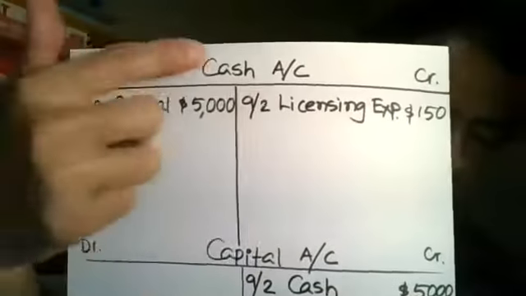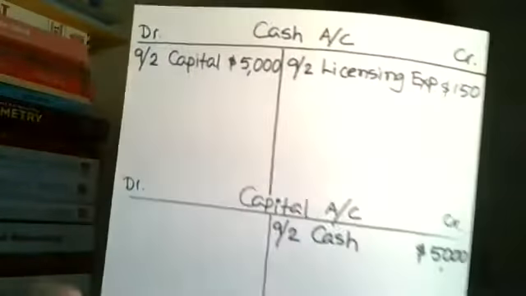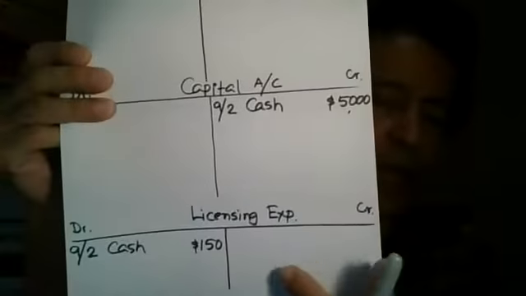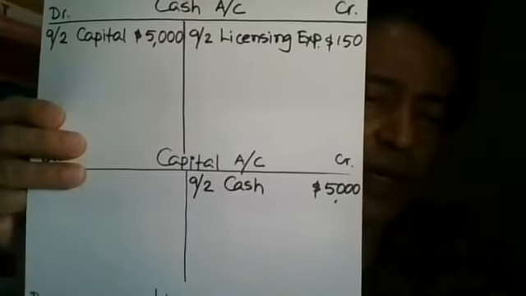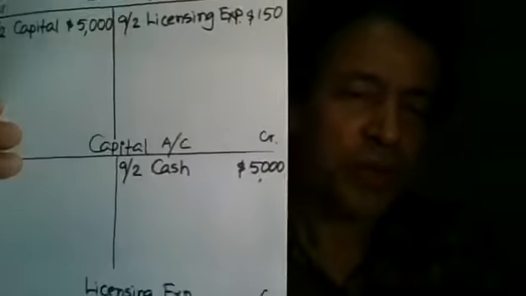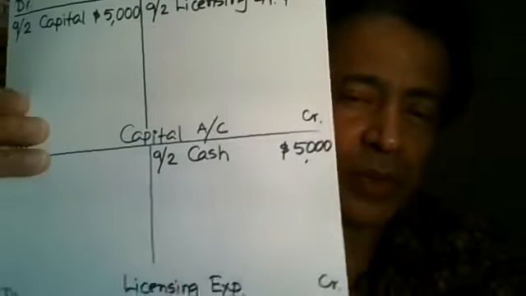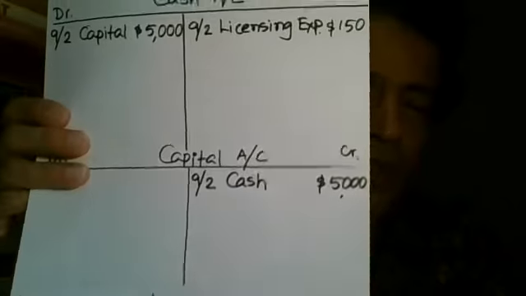So this is our cash account so far. This is our capital account. This is our licensing expense account. So we have 3 accounts and 2 journal entries. 2 journal entries posted to 3 different accounts. So this is how you do the posting from journal to the ledger.